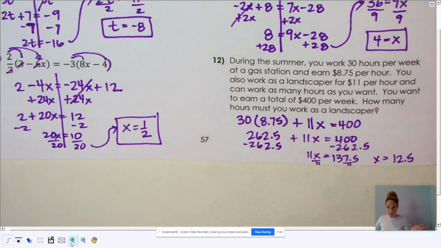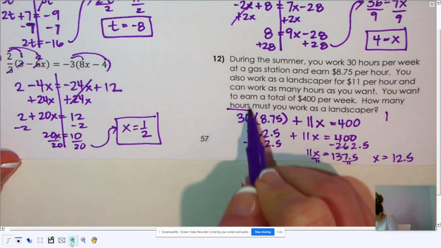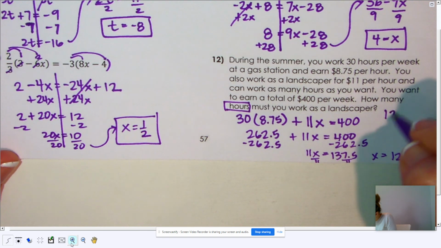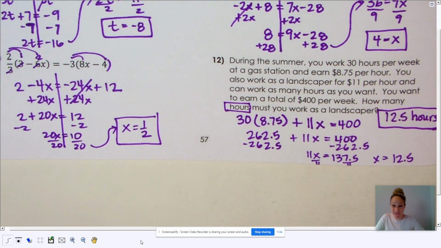Anytime it's a word problem, you should answer in units. So this is how many hours must you work? 12.5 hours. Okay, and that is it for your Unit 1 review.